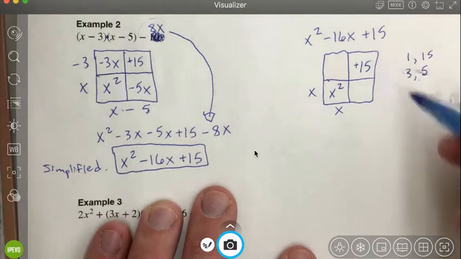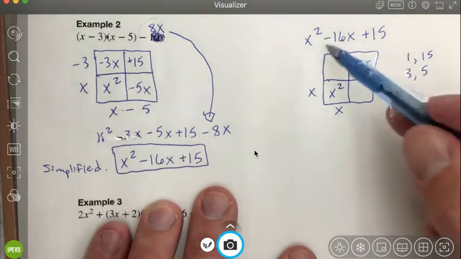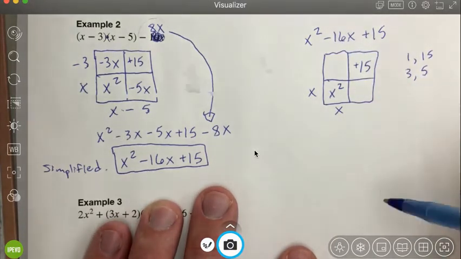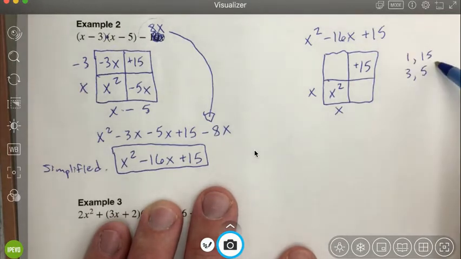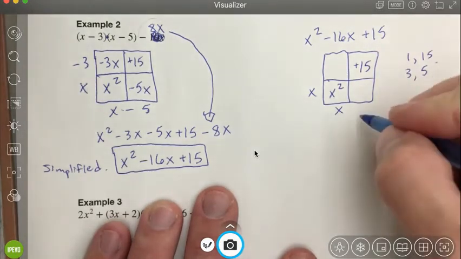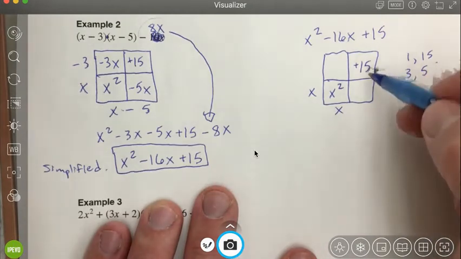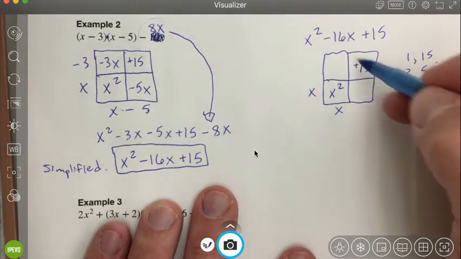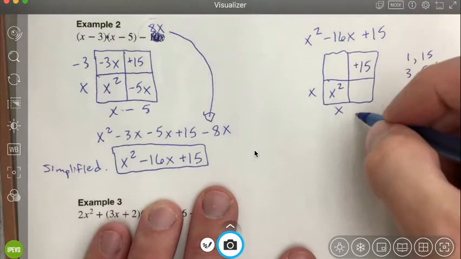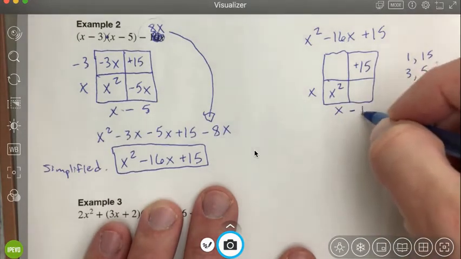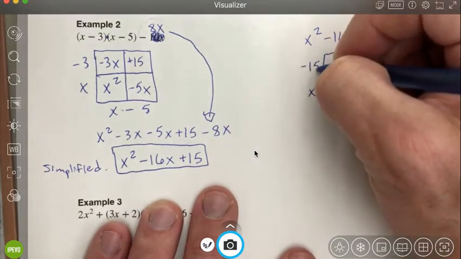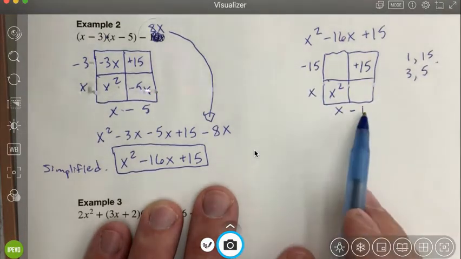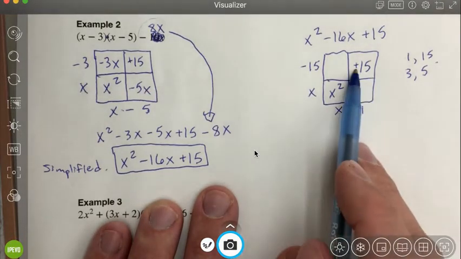Remember, I'm looking for factors of 15 that are going to add up to get me negative 16x. So 1 and 15 look like the candidates. But I want it to multiply to a positive 15, but then add up to a negative 16. So that suggests that my factors are actually going to have to be negative here, because a negative 15 times a negative 1 is positive 15.